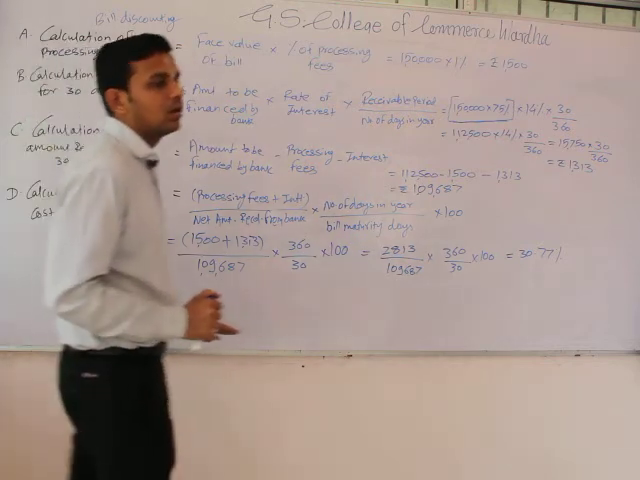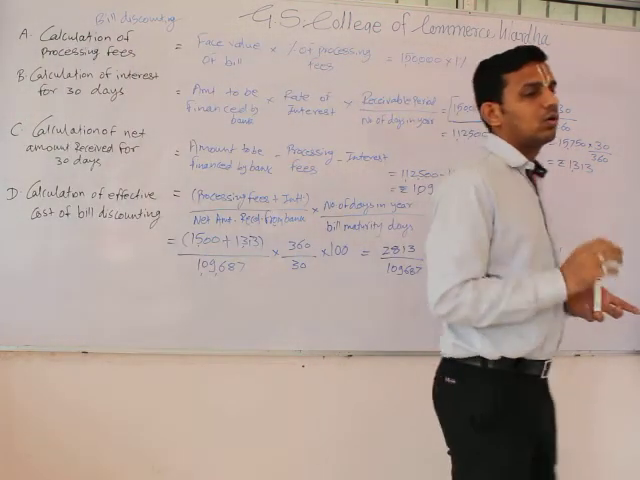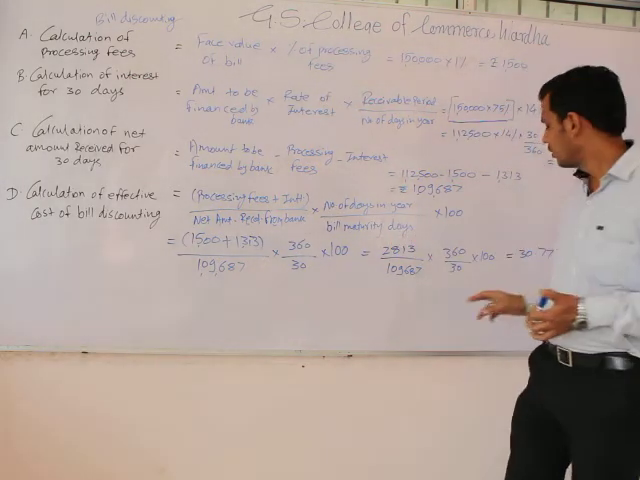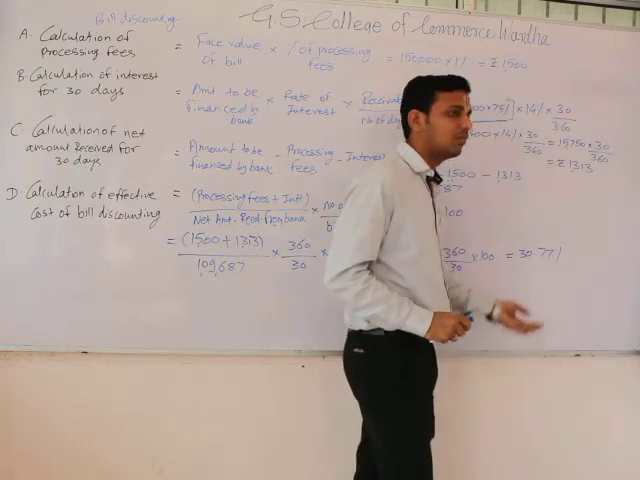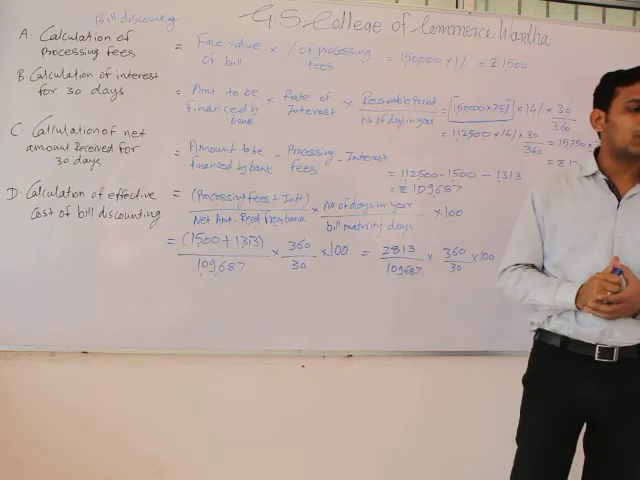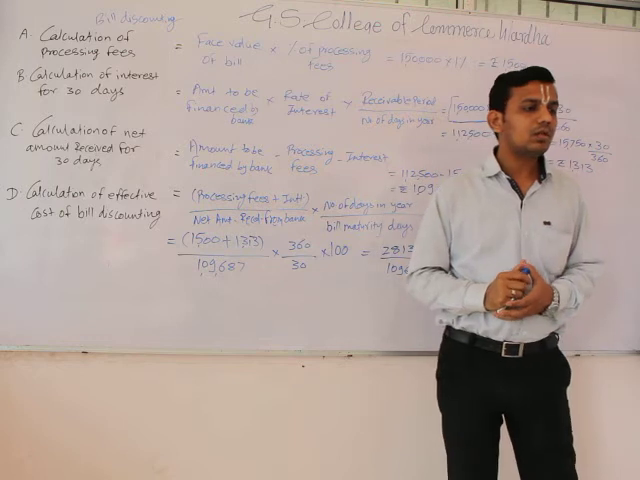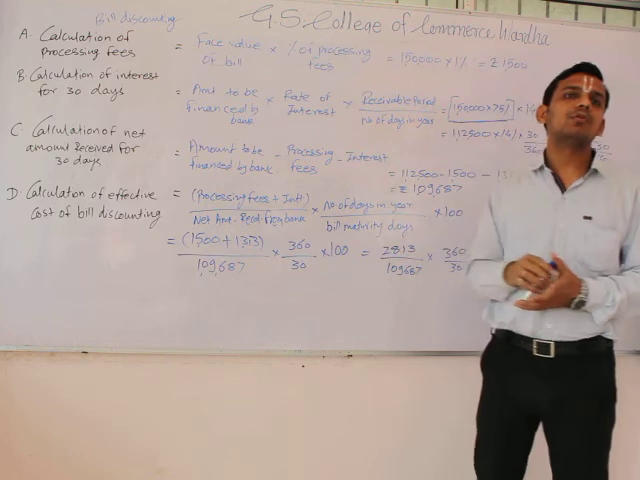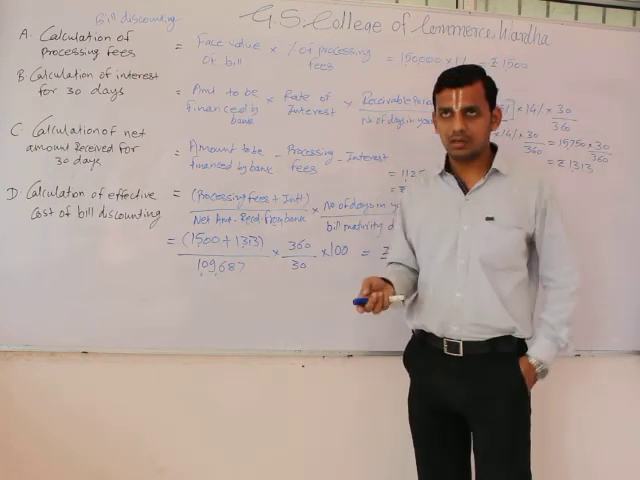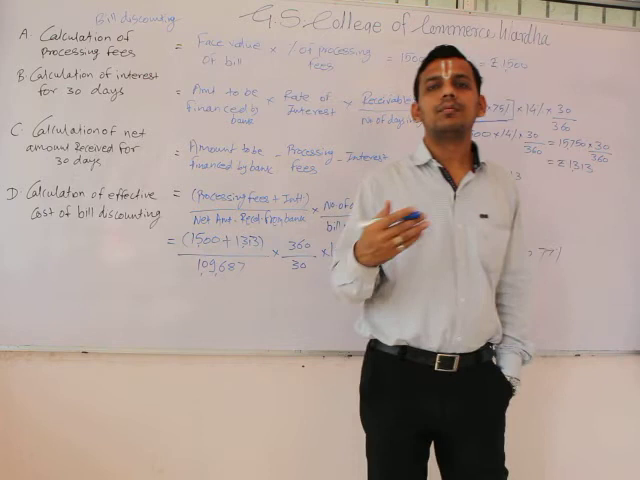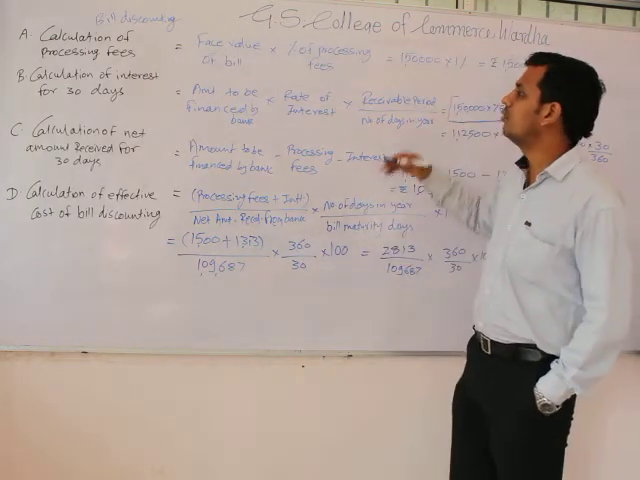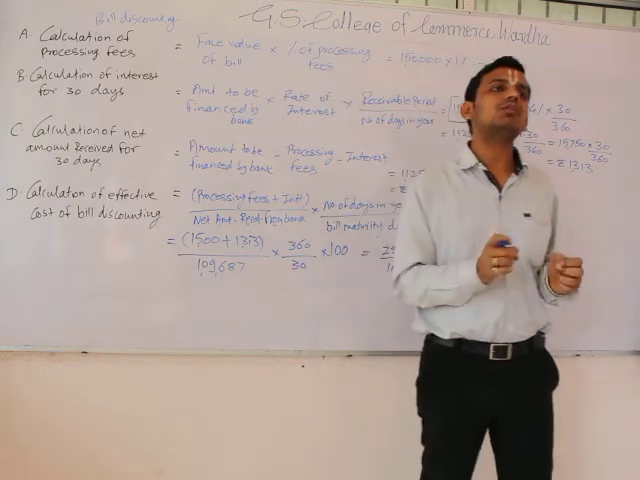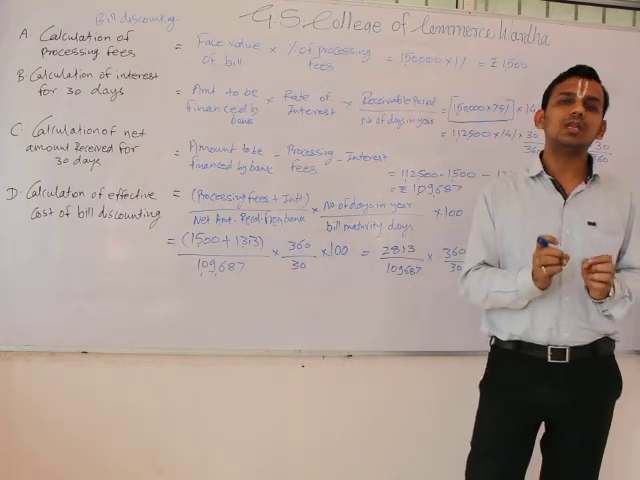After that we have to conclude it. The effective cost of bill discounting with the bank was 30.77 percent according to the credentials provided in the question. We also have to write a note that in the absence of the total number of days in the question, we can assume either 360 or 365, and we have to note that we assumed this number of days as there was no mention in the question.